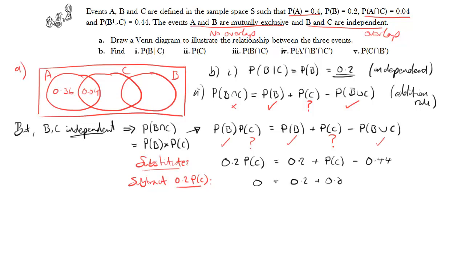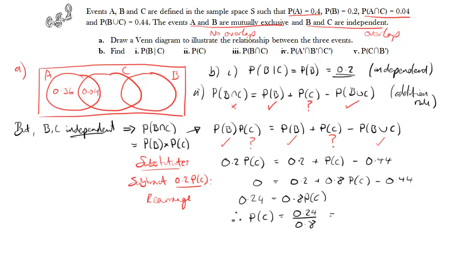And we just rearrange that, okay, to get the probability of C as the subject. So from this point, we just need to get the numbers over to the other side, subtract the 0.2, add the 0.44, we get this, and we now simply divide it by 0.8 to get the value of the probability of C.